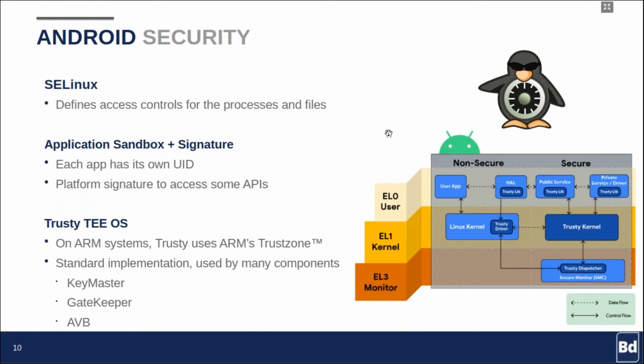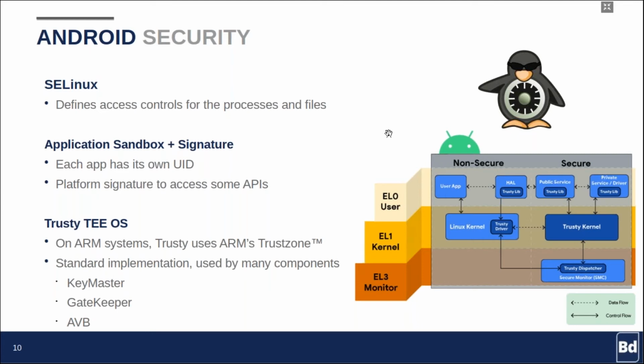Then along the way, the Android team brought in SELinux, which is the Security-Enhanced Linux project, which defined access controls for the processes and files. That means that even if your user ID could have access to a file, if it isn't inside the rules of SELinux, it can be denied, and so your access can be denied. So that allows the OS to give another layer of security as to what the application can access and cannot access.